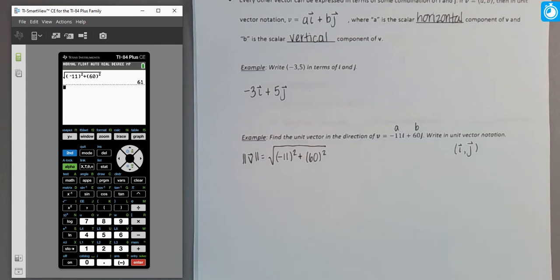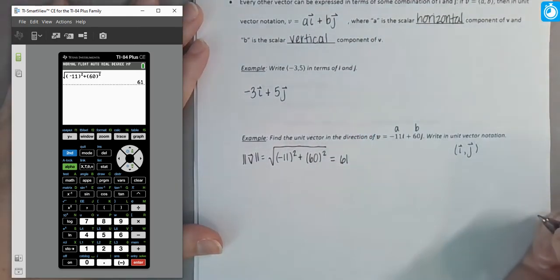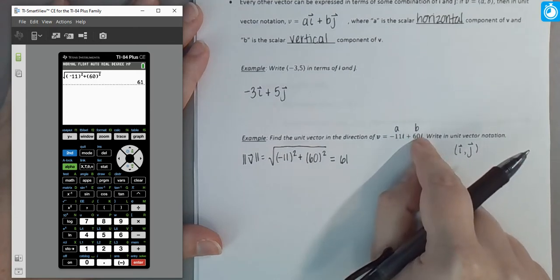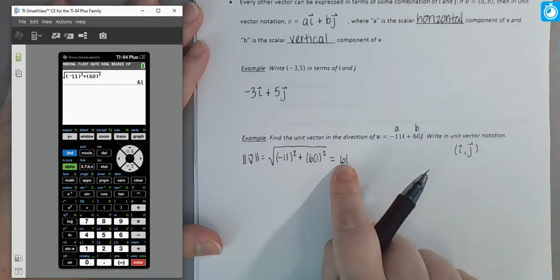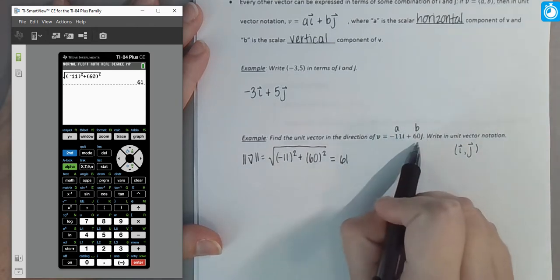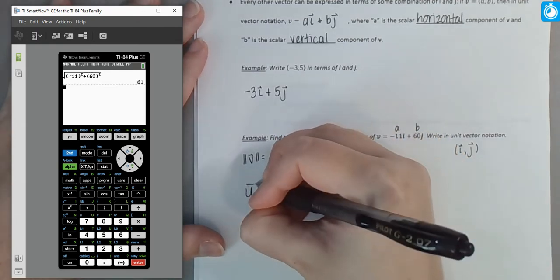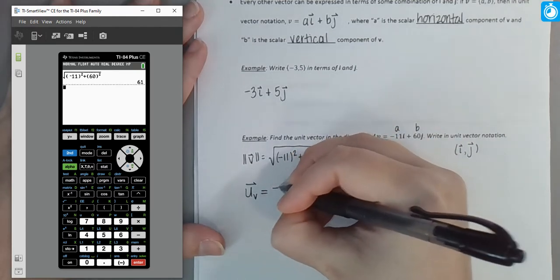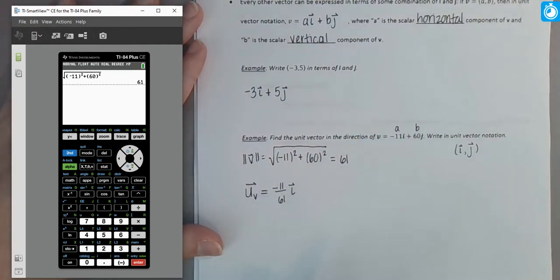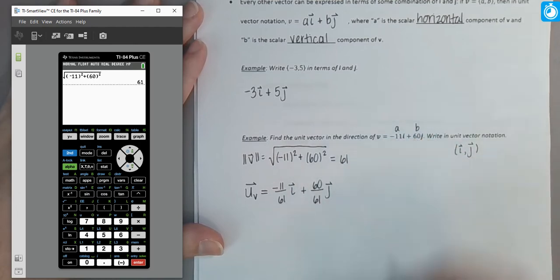So believe it or not, this simplifies down really well. That's because 11, 60, and 61 represent a Pythagorean triple. So this is going to be 61. This is the distance it would take to travel from any initial point to any terminal point if we followed the components of this vector. So if this vector has a length of 61 units, then we can take each of the individual components, divide them by 61, and that will give us something that points in the same direction as this vector, but only has a length of 1 unit. So the unit vector in the direction of the vector v is going to be given by -11 over 61 in the horizontal direction, so multiplied as a scalar multiple of our vector i, plus 60 over 61 multiplied by the vector j.